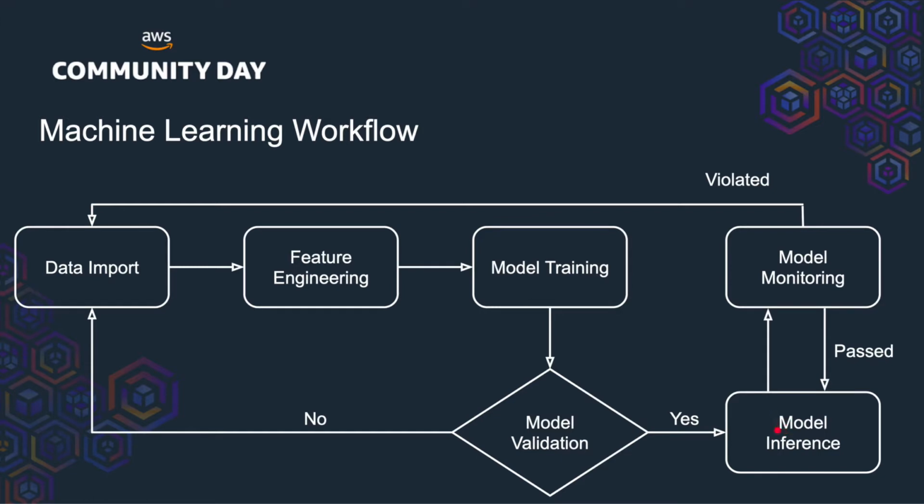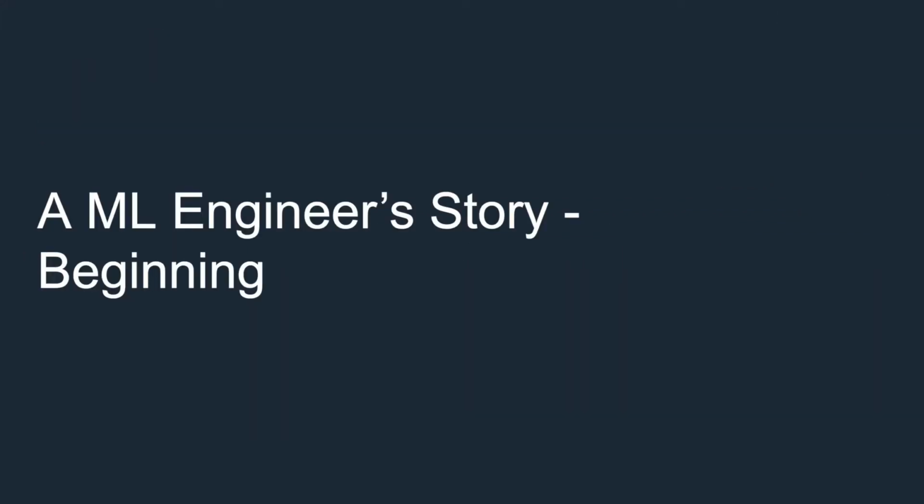And on top of that, we would like to have a model monitoring component to monitor the model in production to make sure that it actually behaves as expected. If it does behave as expected over time, then it's fine. But if it doesn't, then we may have to retrigger the model training pipeline again to improve the model performance or accuracy. So this is the machine learning workflow at a high level. And today, I'm going to step into a machine learning engineer's story in reality to see how they implement such a workflow in the real world.